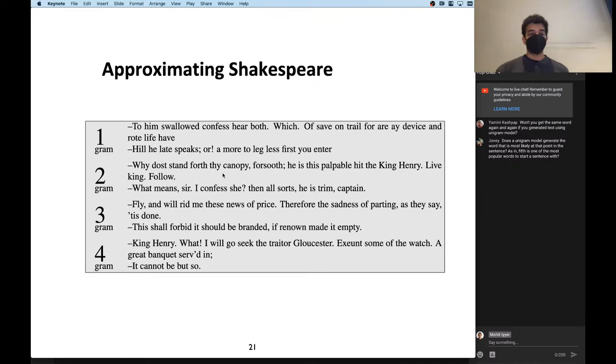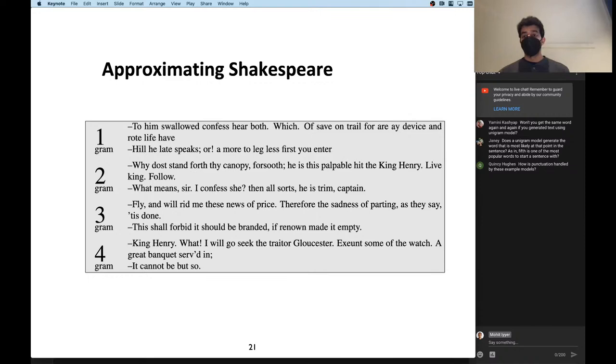The trigram model is doing even better: "will rid me these news of." It's still bad, but "therefore the sadness of parting, as they say, 'tis done." These things don't mean anything, really, but at least it's looking more like English, or at least Shakespearean English. And a four-gram model: "a great banquet served in," blah, blah, blah. I mean, it's getting better. So you can see that as the model has access to more words in the prefix, it's producing better estimates of the next word. And that is reflected in the quality of the text that we generate.